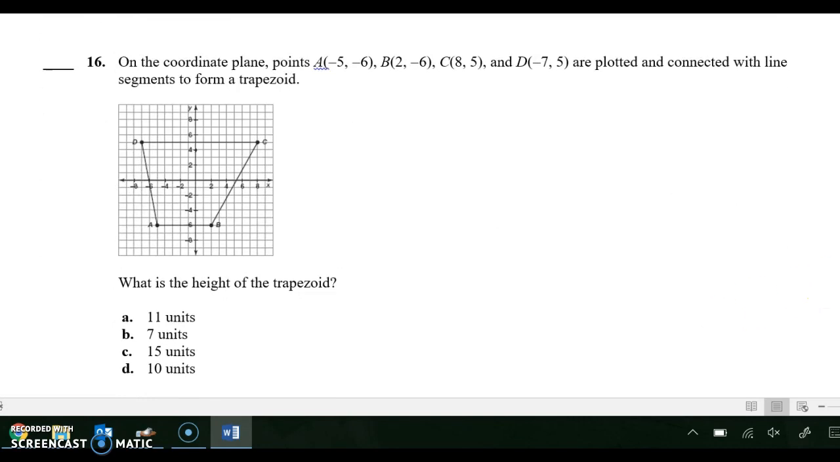Number 16. On the coordinate plane, points A (-5, -6), B (2, -6), C (8, 5), and D (-7, 5) are plotted and connected with line segments to form a trapezoid. What is the height of the trapezoid? A, 11 units, B, 7 units, C, 15 units, D, 10 units.